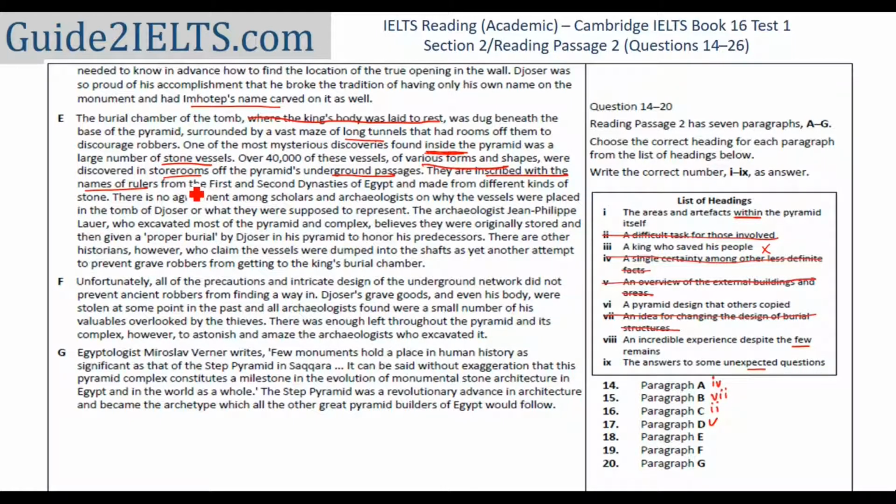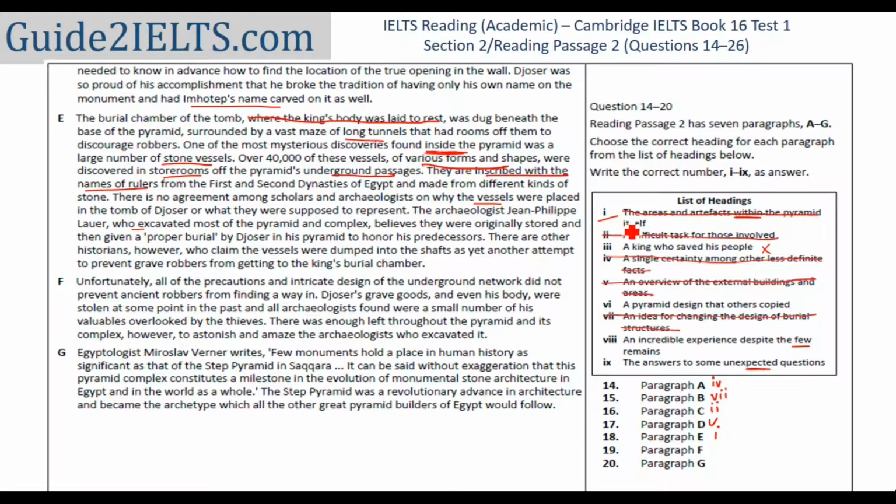We'll still glance at the rest of the paragraph. There is no agreement among scholars and archaeologists why the vessels were placed. None of the options in our headings are about vessels or details like that. This archaeologist who excavated most of the pyramid and complex believes they were stored and then given proper burial by Joseph. Other historians claim the vessels were dumped into the shafts. Although there are viewpoints of different scholars and archaeologists in the second half of this paragraph, there is no mention of any unexpected questions being talked about. So the answer to this one would be first, which talks about what is inside the pyramid. And I'll cross this one out.